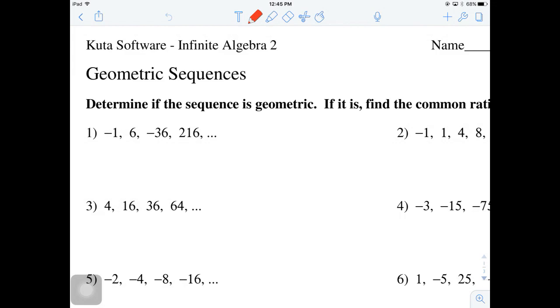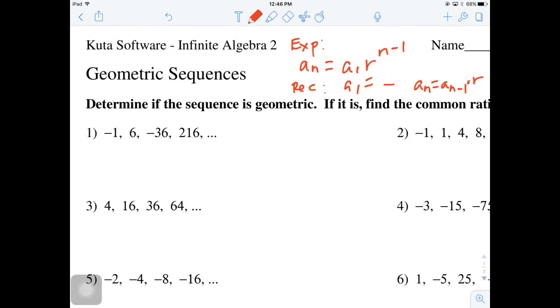So the general formulas for an explicit rule for the geometric is a of n equals a of 1 times r to the n minus 1. And then the recursive rule, again, is you start with the first term that is given, and then you will have a of n equals previous term times the common ratio of r. So r instead of d.